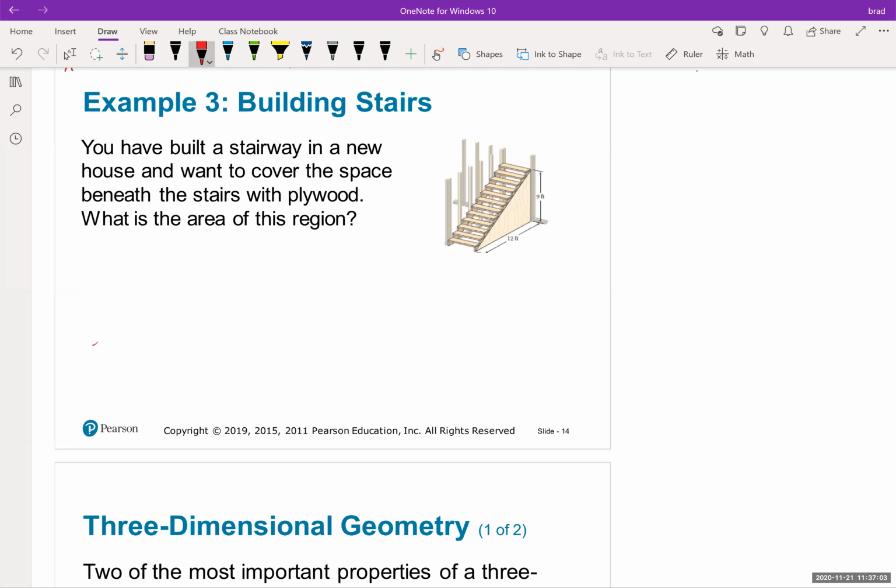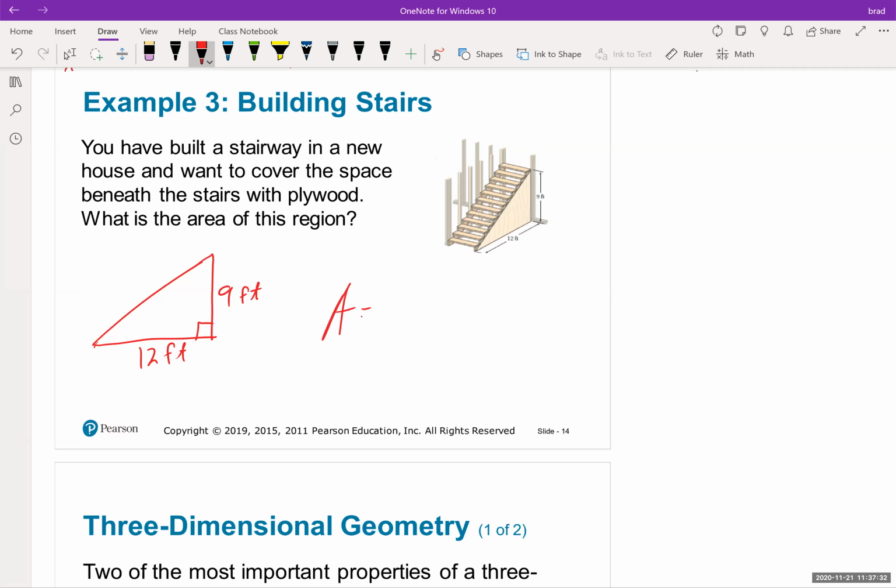So I'm just going to take this triangle and take it off over here on the side. We know the height is 9, and we know the base is 12 feet. Now what I need is an area formula because I need to know what size of plywood. I don't need the distance, I don't need the perimeter of the plywood. I need the area that it's going to cover up. So what is the area of this region?